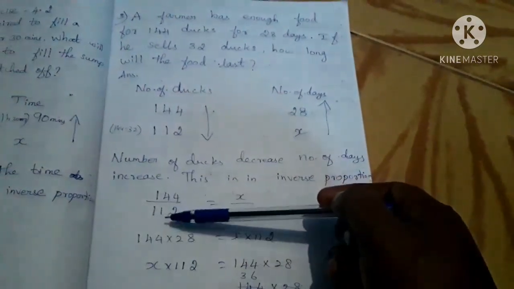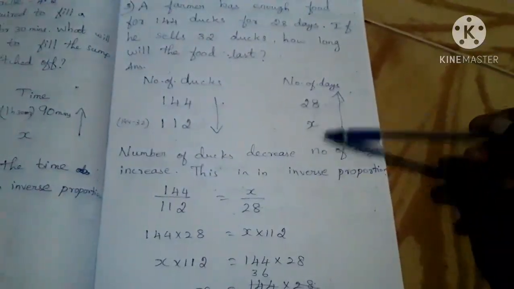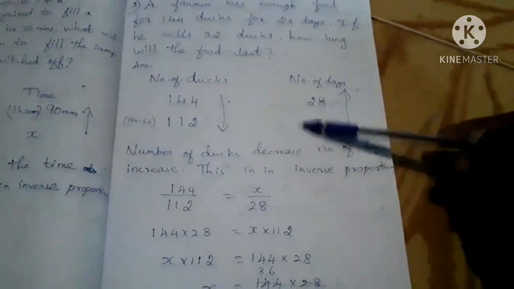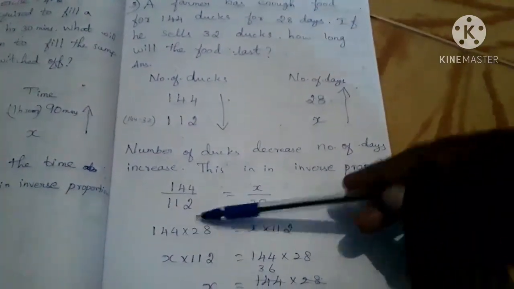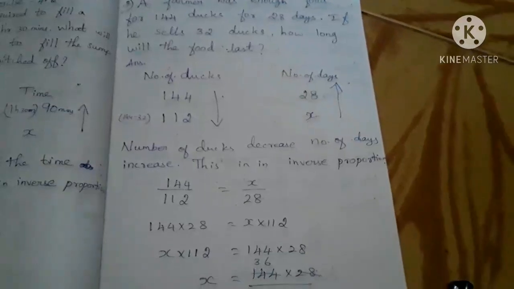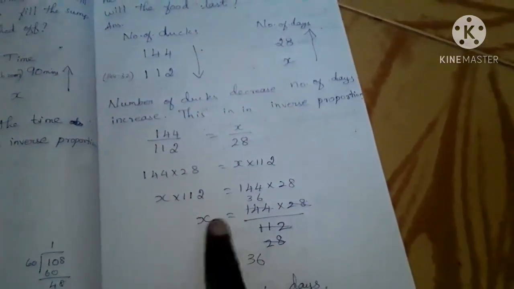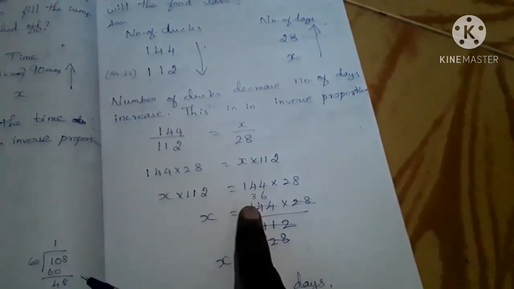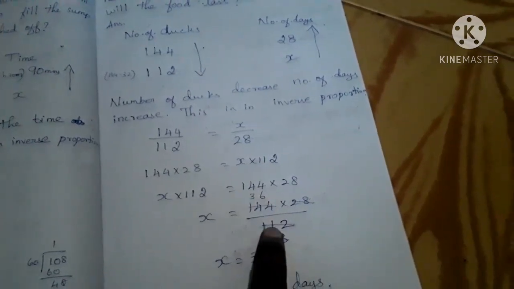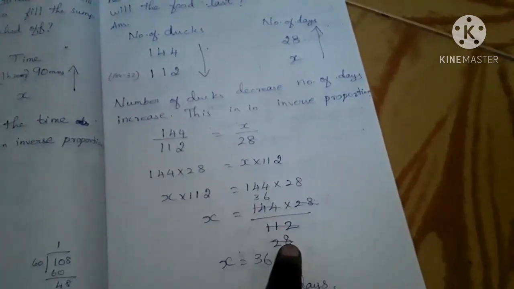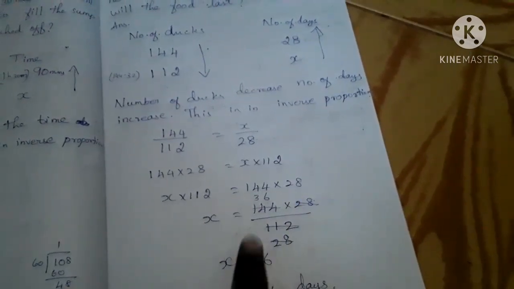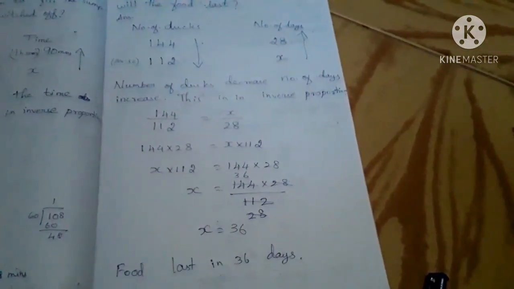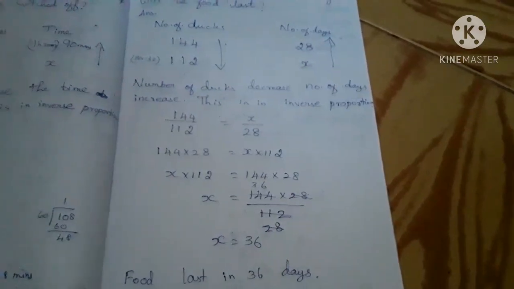So we have to write 144 divided by 112 equals 28 by x, we write x by 28. I told you, for inverse proportion you have to write the inverse, x by 28. So 144 into 28 by cross multiplication, and then x is on the left side, so 112 we bring to the division. So we divide: 3 4s are 12, remainder 2, 6 4s are 24, 2 4s are 8, remainder 3, 8 4s are 32. So 28 will cancel, remaining x is equal to 36. So the food lasts 36 days. If 112 ducks are there, the food lasts 36 days.